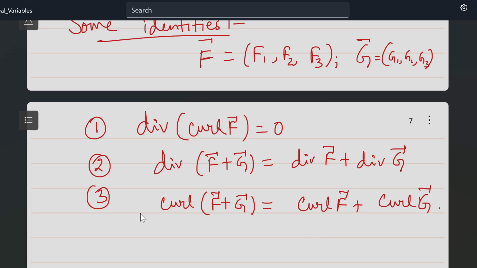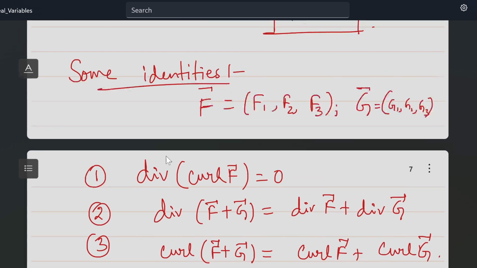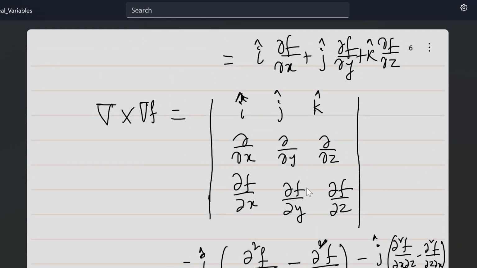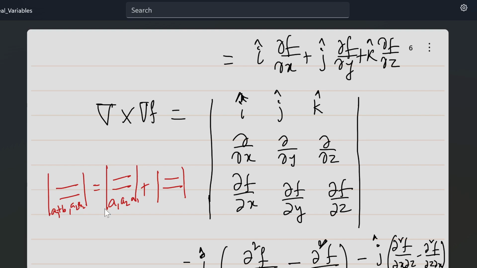It's a property of determinants. F plus G means only the third row will change: F1 plus G1, F2 plus G2, F3 plus G3. A determinant has one property: suppose two rows are the same, but the third row is a sum of two terms, A1 plus B1, A2 plus B2, A3 plus B3. Then you can write it as the determinant with third row A1, A2, A3 plus the determinant with third row B1, B2, B3. This is a property of determinants.